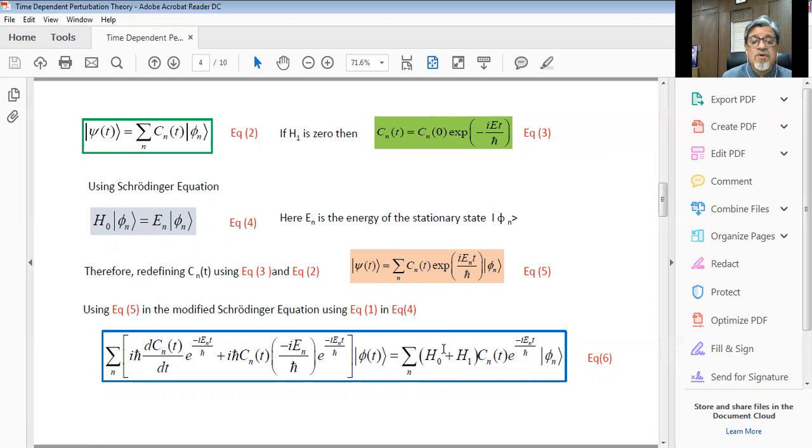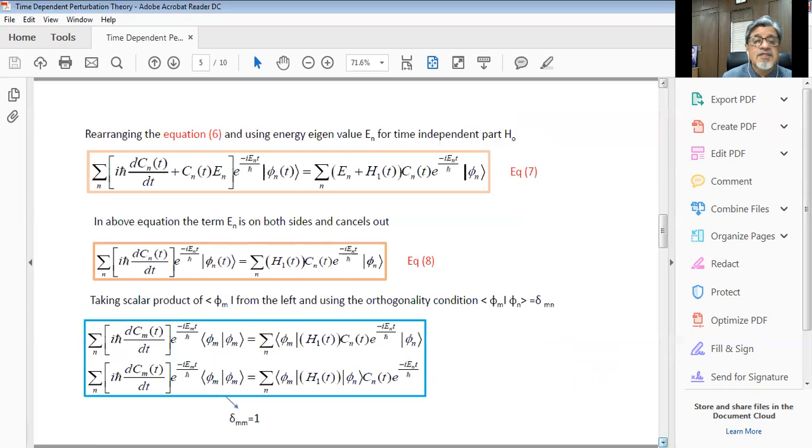Now we try to replace this H0 with En. So H0|φn⟩ equals En|φn⟩. So we can replace this H0 by En, so that we'll see in our next slide.